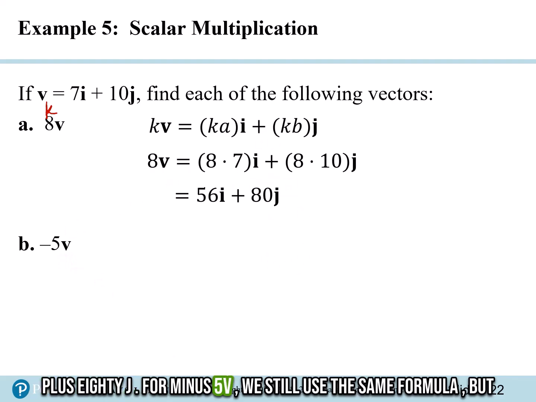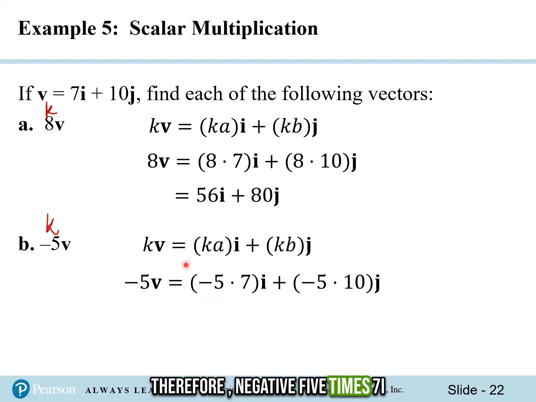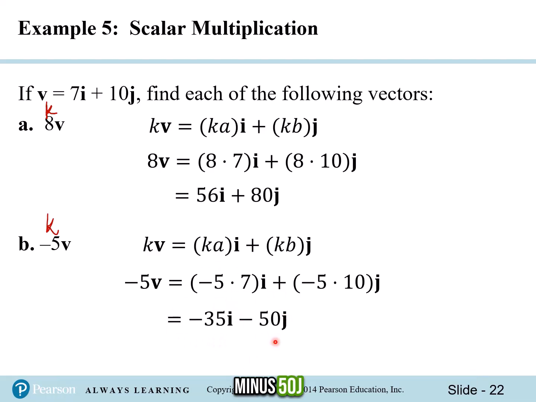For minus 5v, we still use the same formula, but here k has a value of negative 5. This is the value of k. Therefore, negative 5 times 7i plus negative 5 times 10j, we'll end up with negative 35i minus 50j.